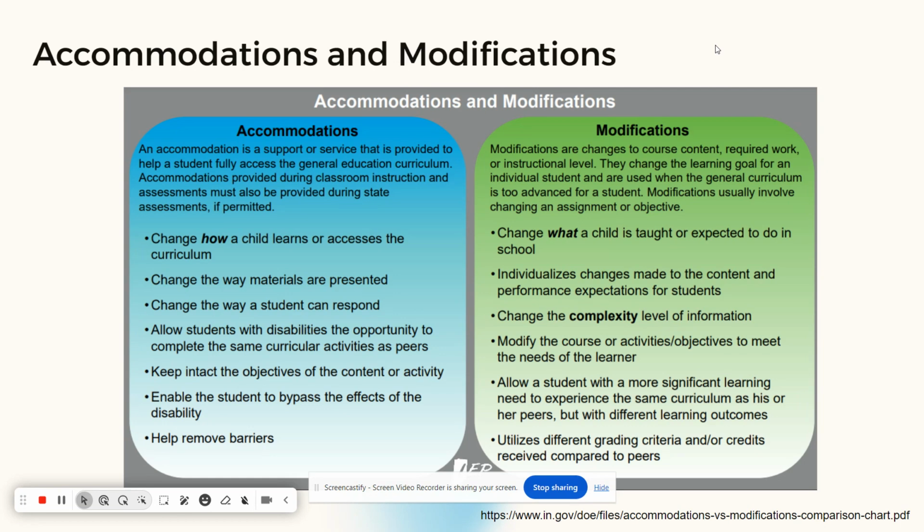So it would be the difference, as a really broad, basic example of, say you're working on multiplication in one classroom, giving them a multiplication chart where they still have to find the answer, that would be considered an accommodation. But if you actually ask the student to just focus on addition instead, because they're really struggling with this concept of multiplication, so all I want you to do is work on addition, that would be a modification.